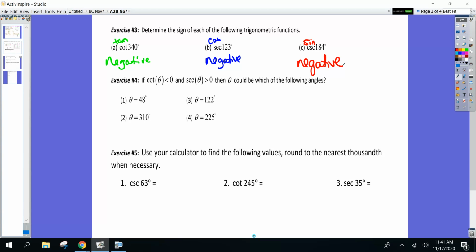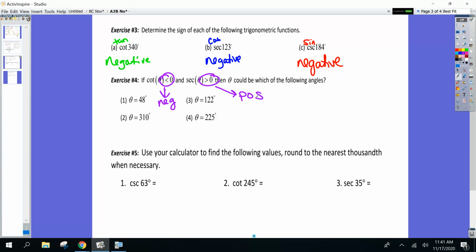All right, next one. Now I'm going to put the inequality symbols in. If cotangent less than 0. Guys, that's a fancy way of saying what? Cotangent is negative. And secant is greater than 0? A fancy way of saying it's positive. So what quadrant? Don't worry about the final answer yet. What quadrant do I have cotangent negative and secant positive?